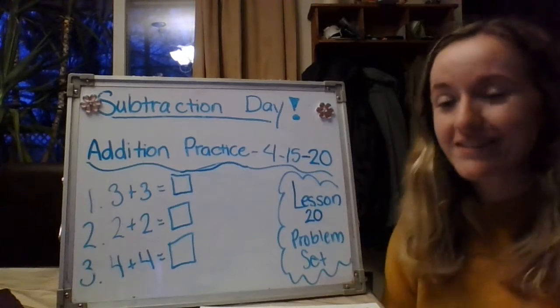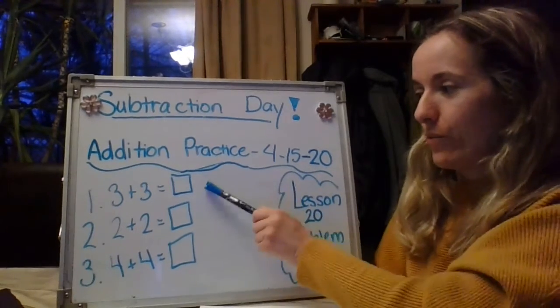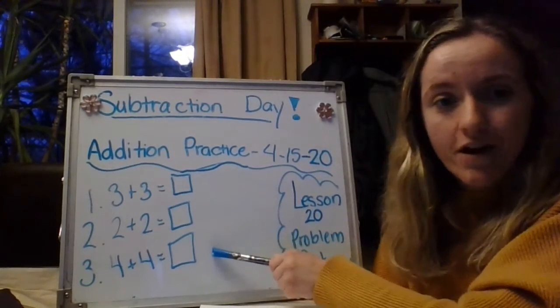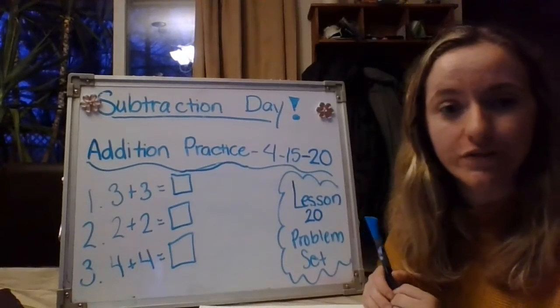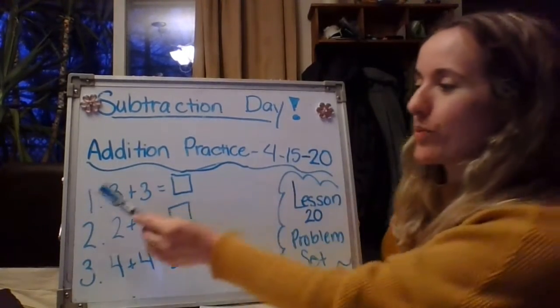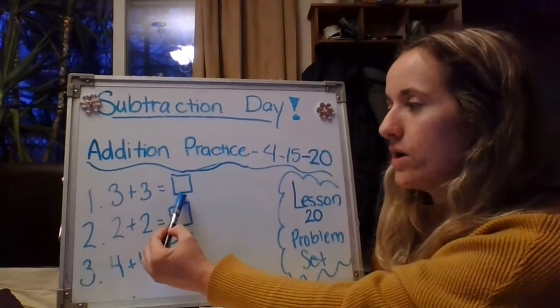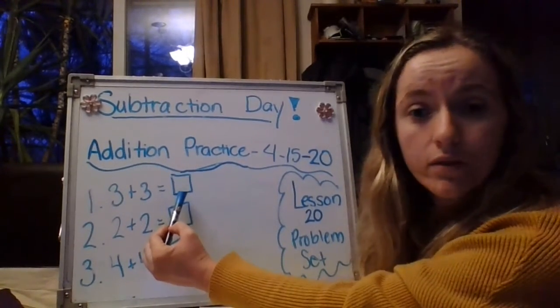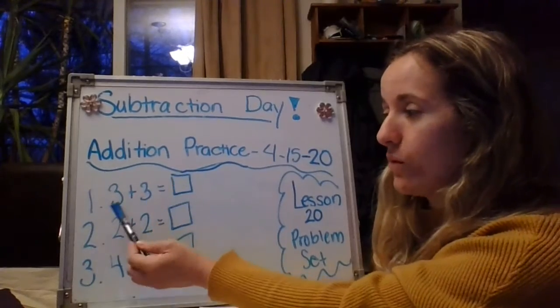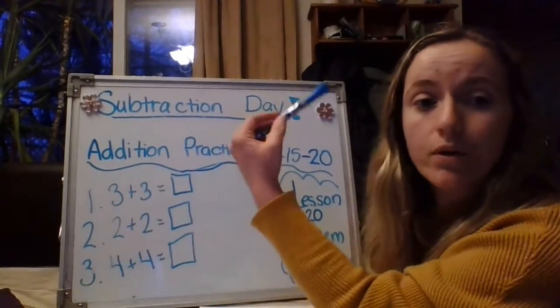All right, great job, guys. So we're going to go through and we're going to solve problem 1, 2, and 3 together, and then we will go on to our subtraction for today. So we're going to start with problem number 1. We have 3 plus 3 equals our unknown. So what I'm trying to figure out is what is our total. We want to figure out what 3 plus 3 is, our total.